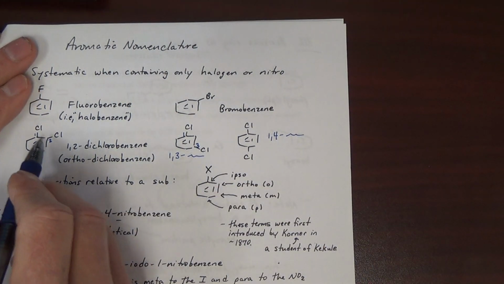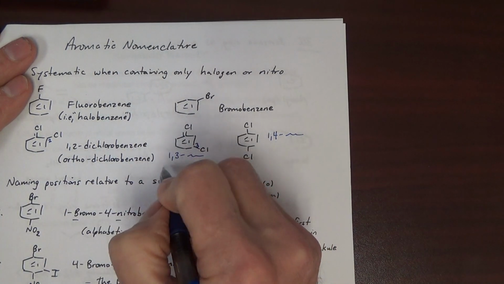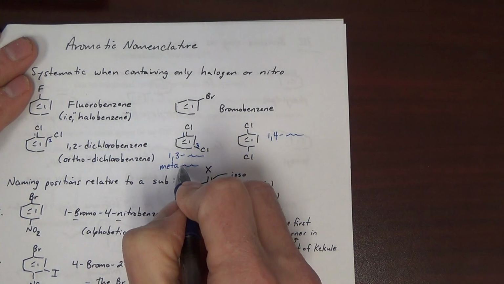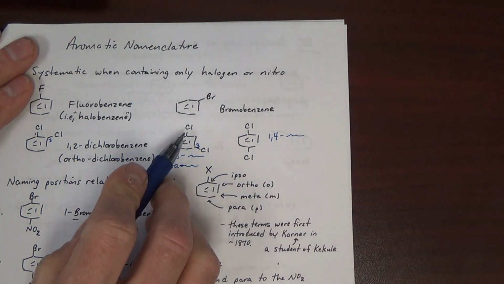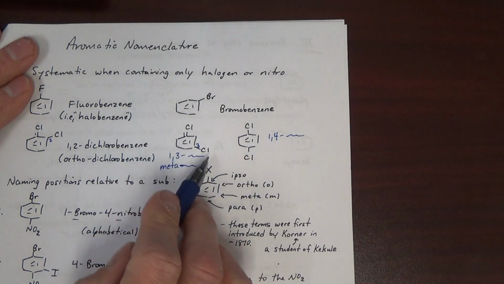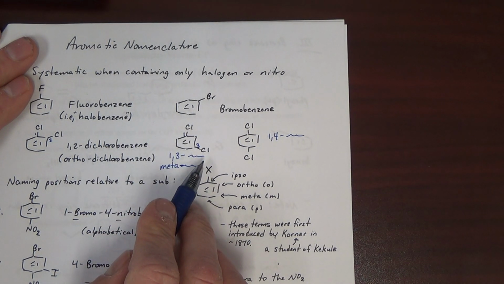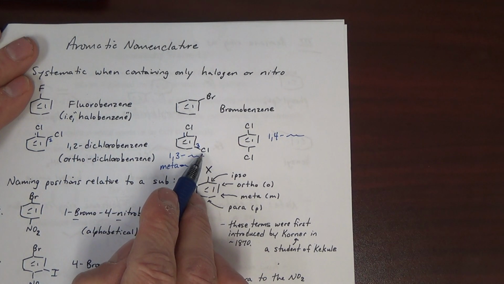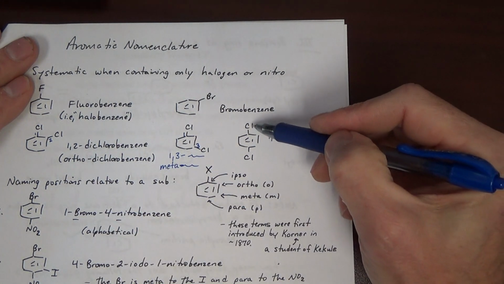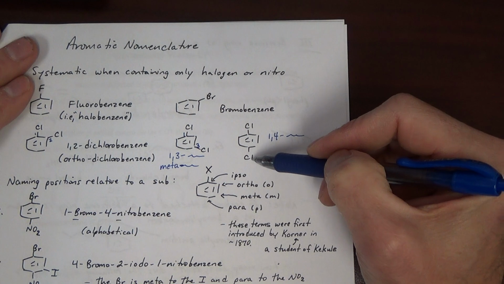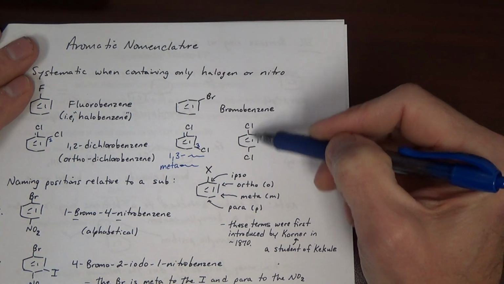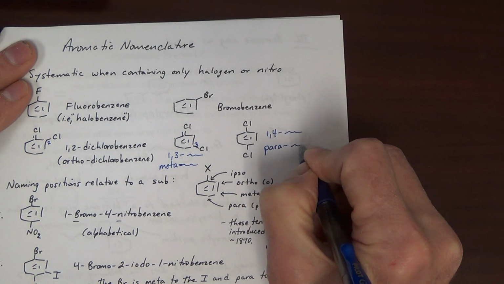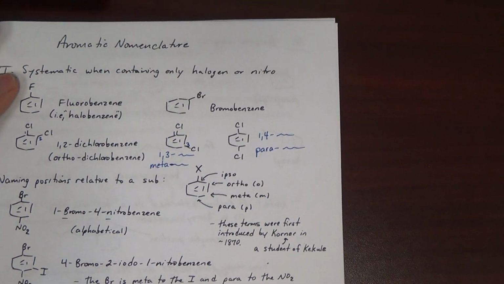So we go back up here. This is ortho-dichlorobenzene. This could be called meta-dichlorobenzene because the chlorines are in a meta relationship. Or if you focus on one, the other one is in the meta position. If we focus on this one, the other chlorine is in a para position. It's a para relationship between the two, and this can be called para-dichlorobenzene.